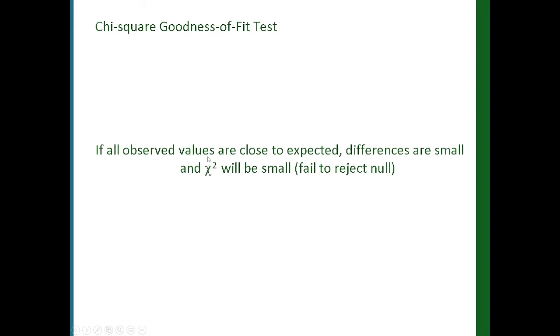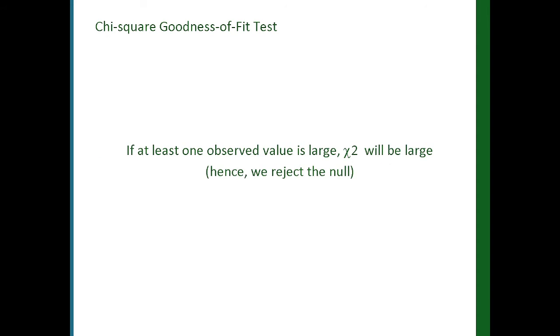Okay, so if all the observed values are close to the expected, the differences would be very small, and as a consequence the chi-squared would be small, and therefore we would fail to reject the null hypothesis. But if we have at least one observed value that's very far off, the chi-squared will consequently be large, and with most likelihood we would reject the null hypothesis at that point, okay? Probably because we get a p-value below the 0.05 significance level, in order for us to be 95% certain that the results haven't just occurred by chance.